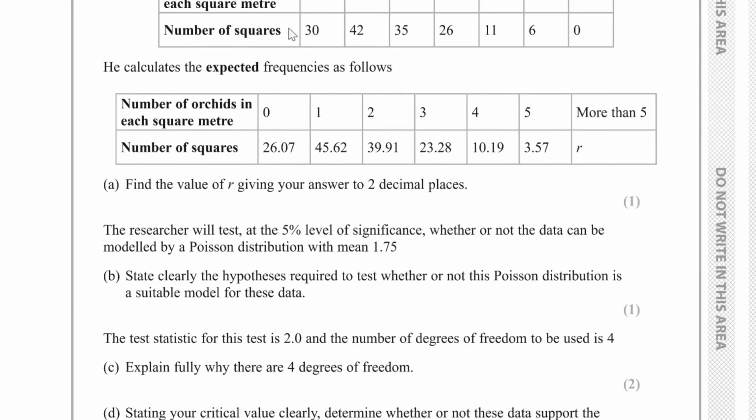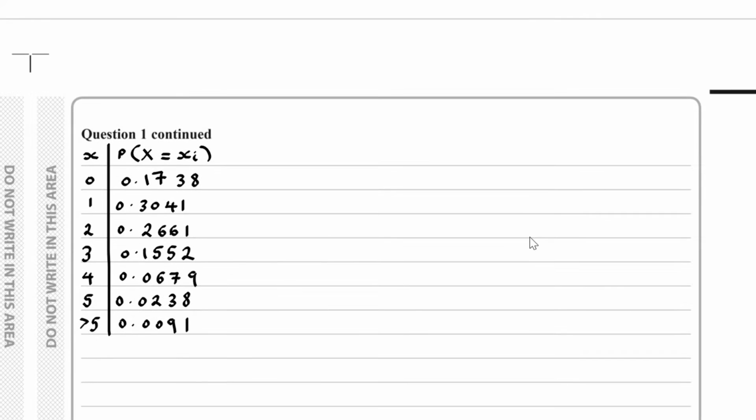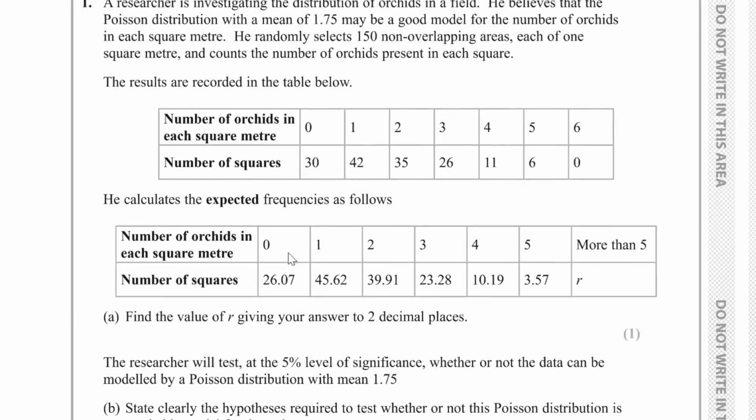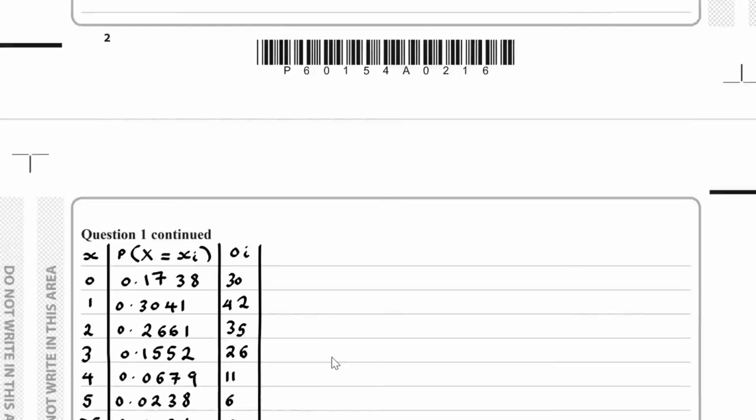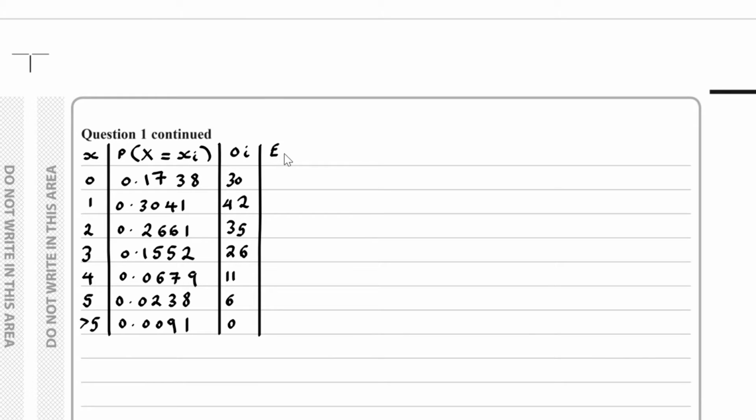Those are in this column here. So if we record those in, we have the observed values, or O i, being 30, 42, 35, 26, 11, 6, and then 0. And we can now find out the expected values by multiplying these probabilities by the value that was told to us in the question, which is 150.